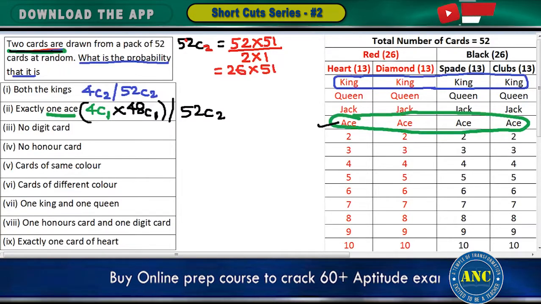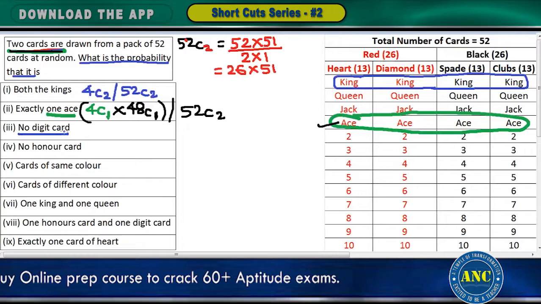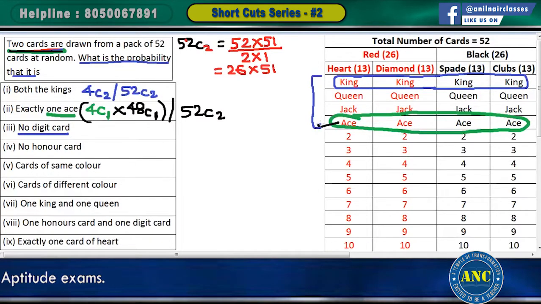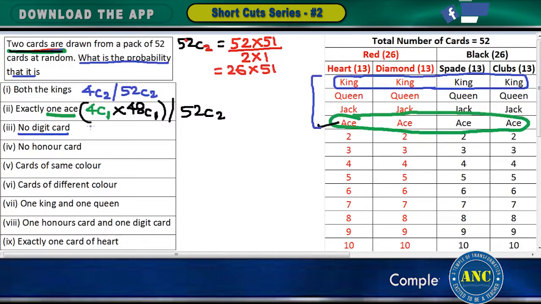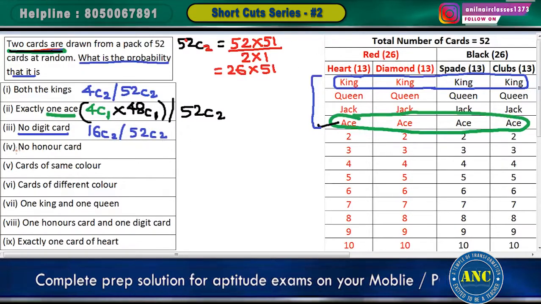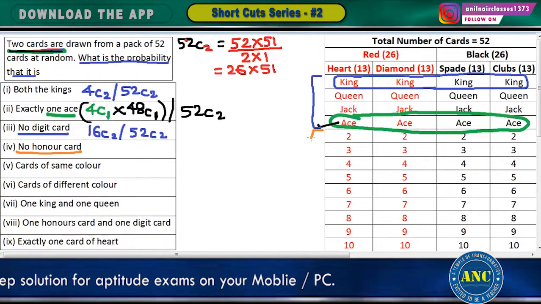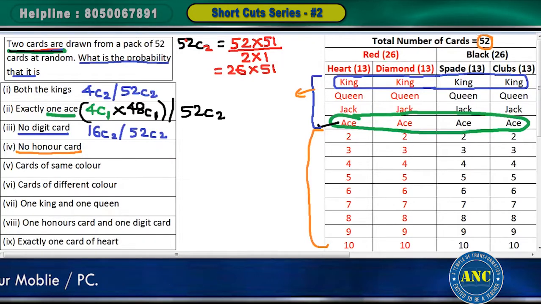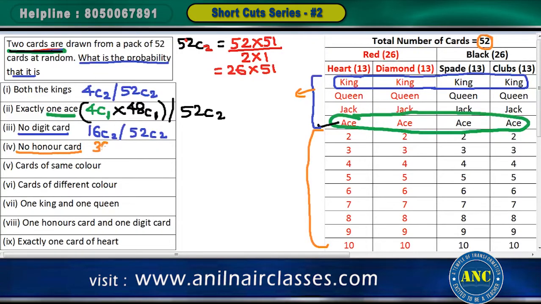See the third question. The third question says no digit card. That means it should be an honor card. How many honor cards are there? 16 cards are there. Out of 16, select any 2, divided by 52C2. That is the third answer. The fourth answer is no honor card. If it is not an honor card, it should be a digit card. Honor cards are 16. Out of 52, if I remove 16, 36 digit cards will be there. Out of 36, select any 2, divided by 52C2. I hope it is clear till this point.